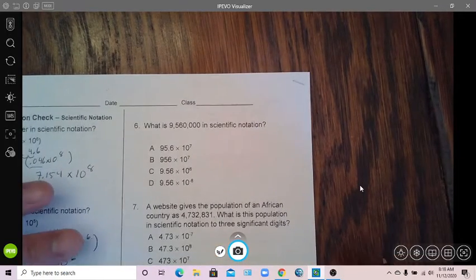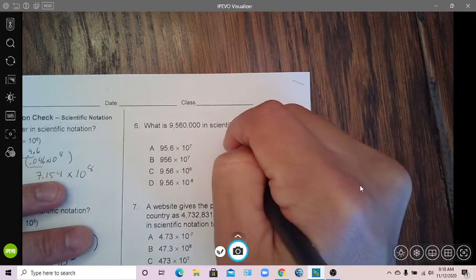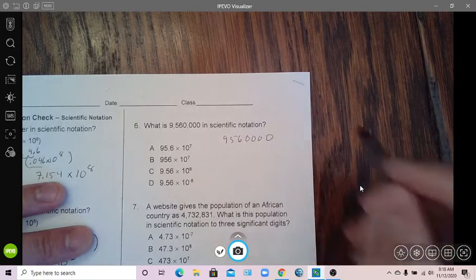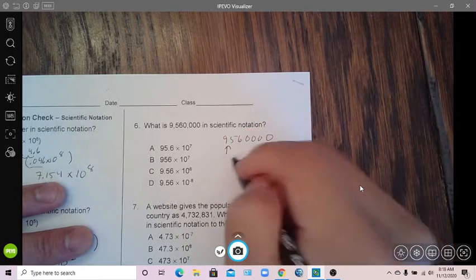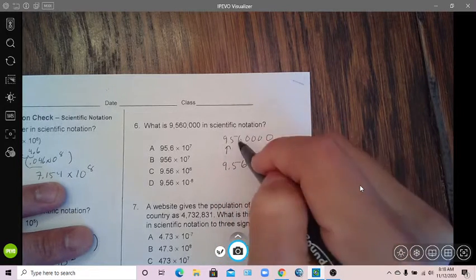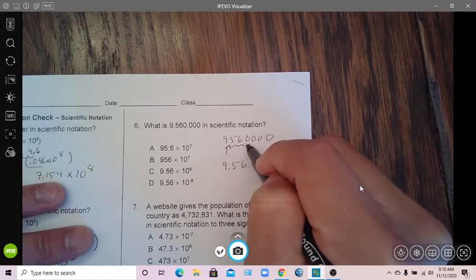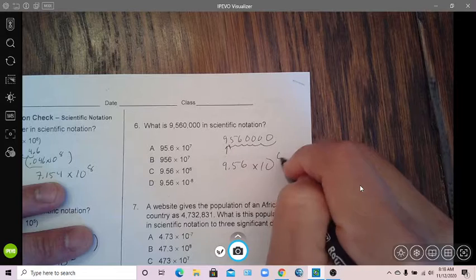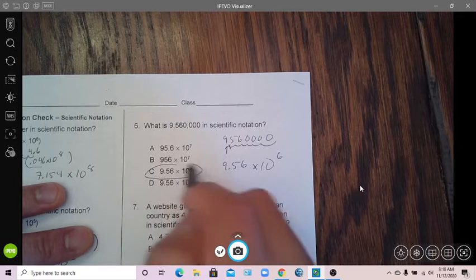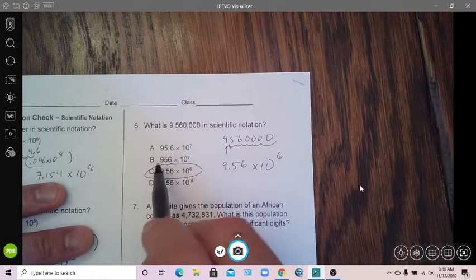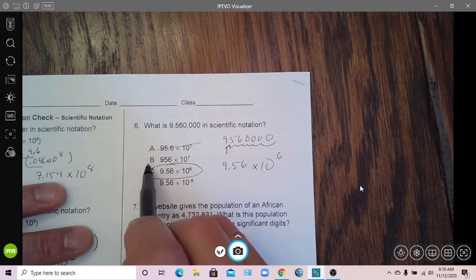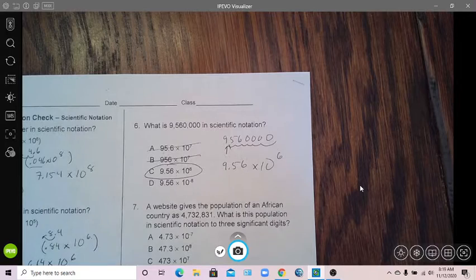Alright, number 6. I'm going to go ahead and rewrite this over here. 9,560,000. Scientific notation, I want the decimal between the 9 and the 5, so 9.56. See how many times I had to move the decimal? 1, 2, 3, 4, 5, 6. 6 times. Okay, 9.56 times 10 to the 6. Notice in number 6, A is not even scientific notation. 95 is bigger than 10. Not between 1 and 10. And neither is B. Not between 1 and 10.